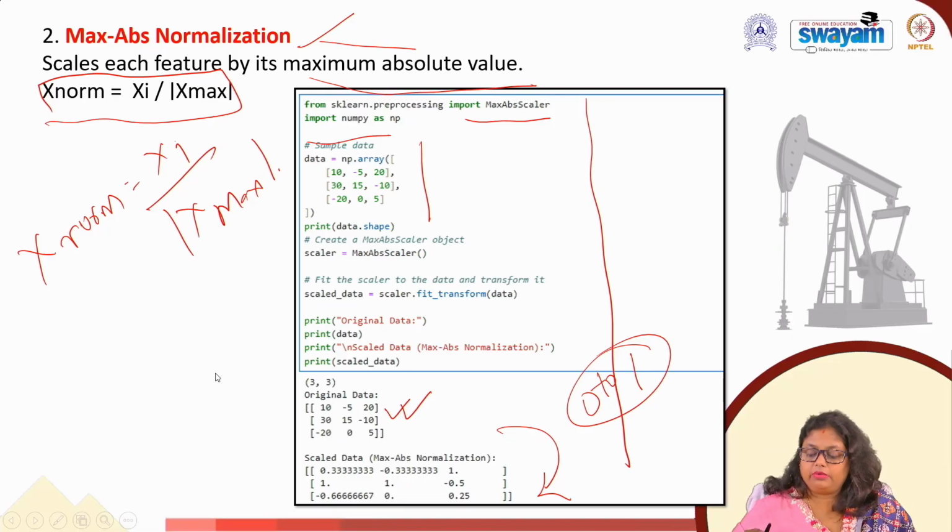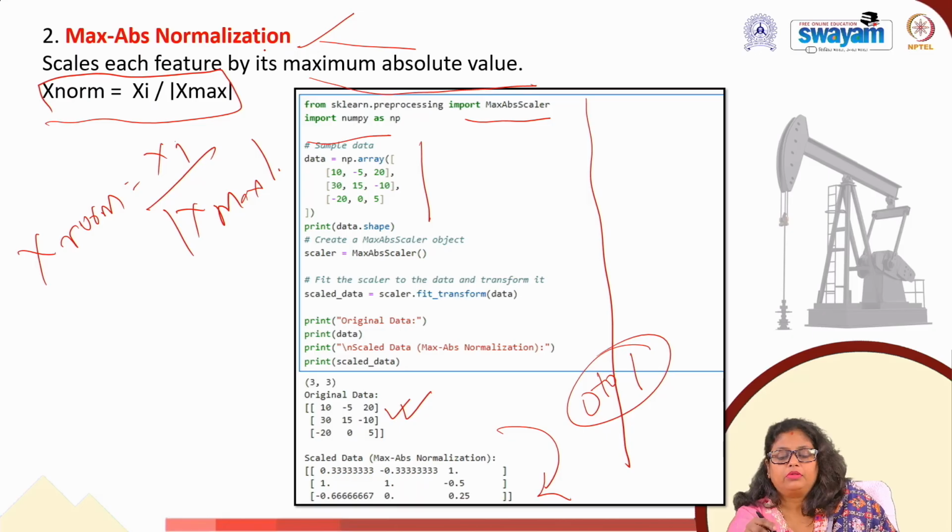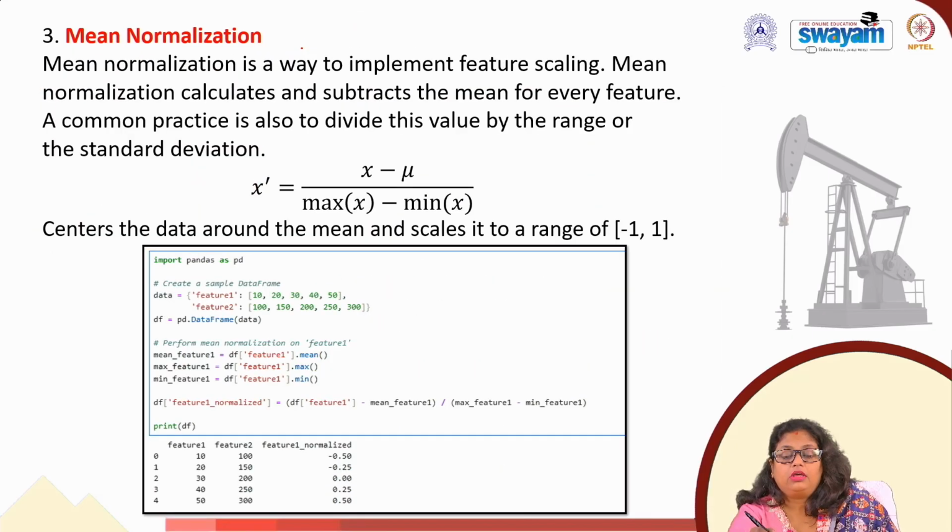So this is the one thing. Now, this one I have not discussed, because last class I took an example and we did this activity, so I skipped it. But this is also part of a normalization technique. We have done MaxAbs normalization. Now moving to the next one, that is mean normalization.